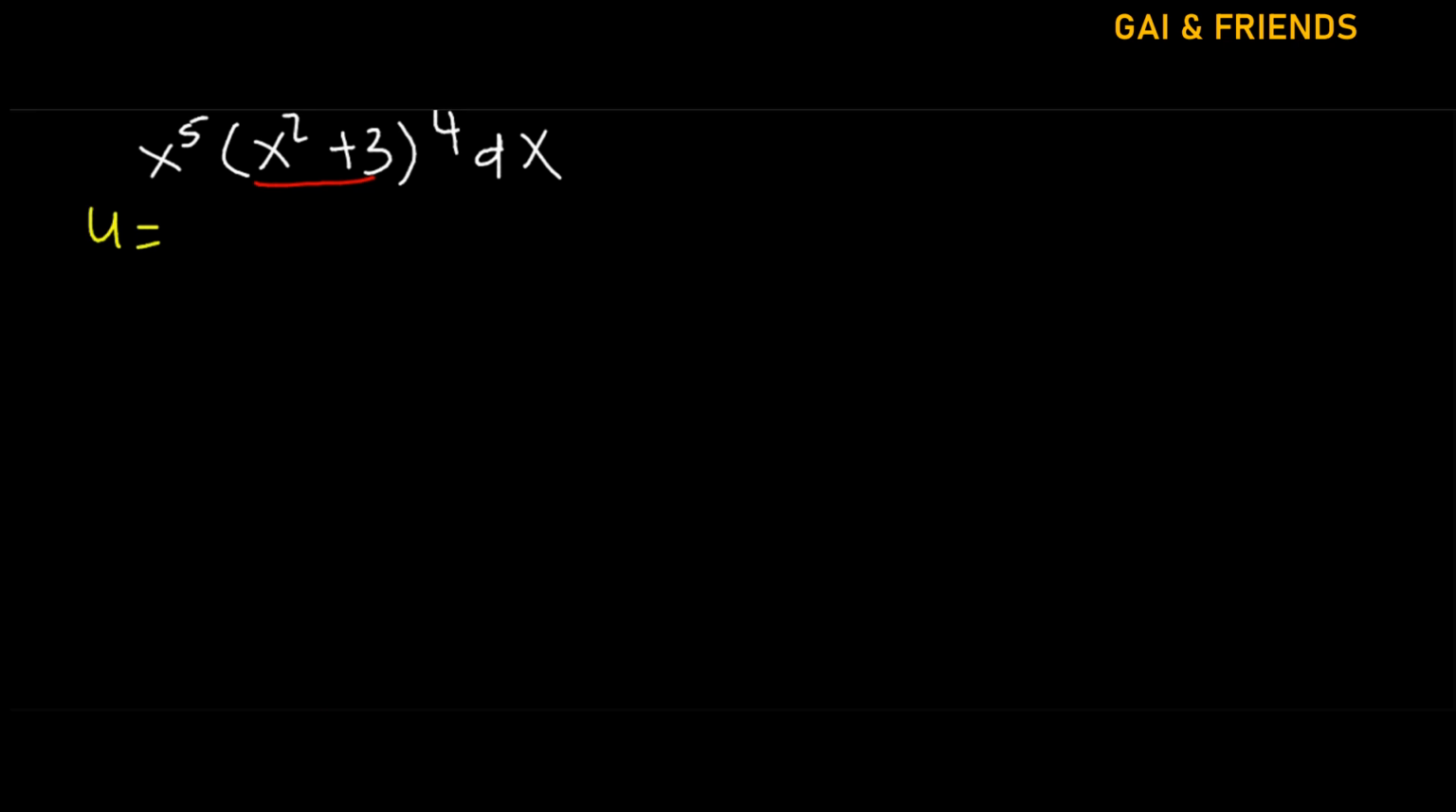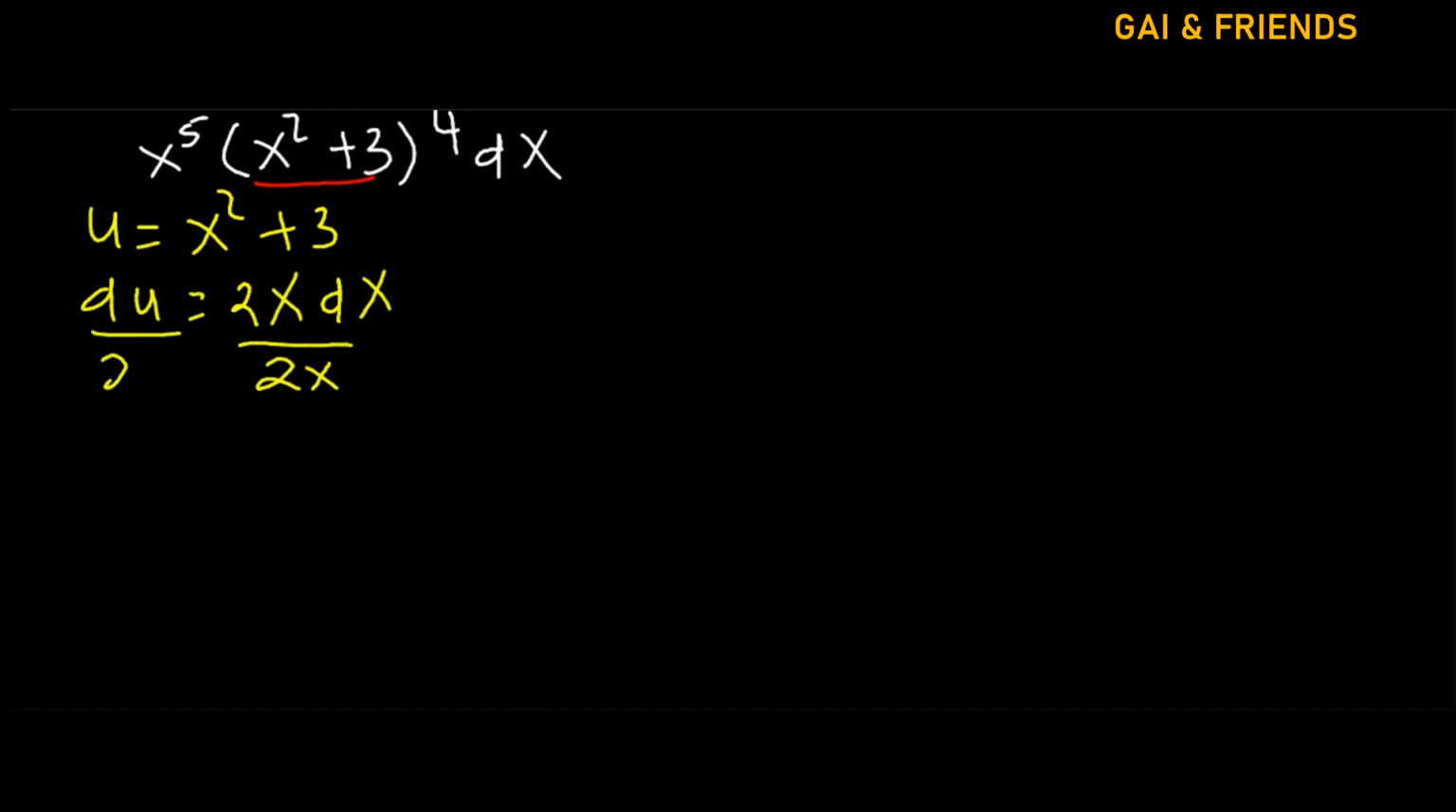Let's say u is x squared plus 3. What would be the derivative of u? It would be 2x. Now, let's write it in terms of dx. dx would be du over 2x.